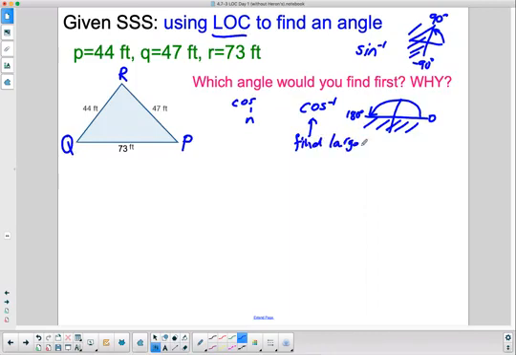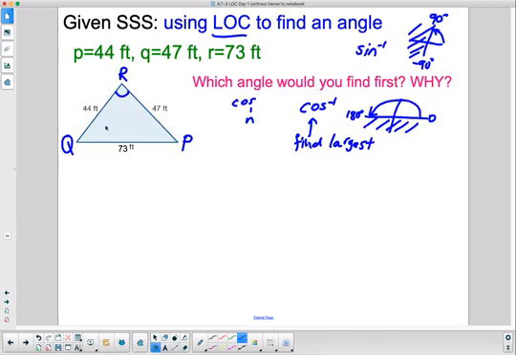Because if there is an obtuse angle, law of cosines will find it for you. Law of sines wouldn't. So use the law of cosines in step one to find the largest angle, which is going to be R because it's opposite the longest side. Once we've found this largest angle, then we'll be able to use the law of sines to solve that. And then we'll only have one more angle to do. We'll use it to find either of the other two angles, and the last angle we would find by subtracting from 180.